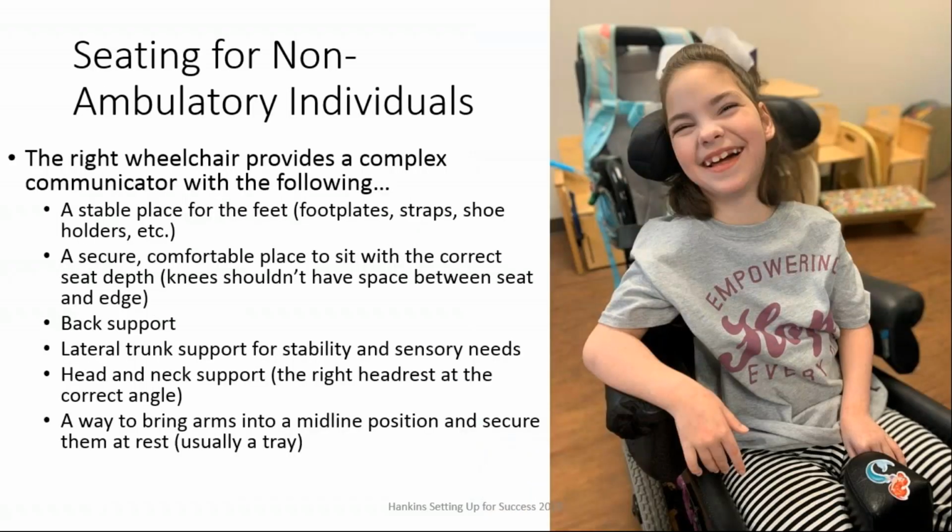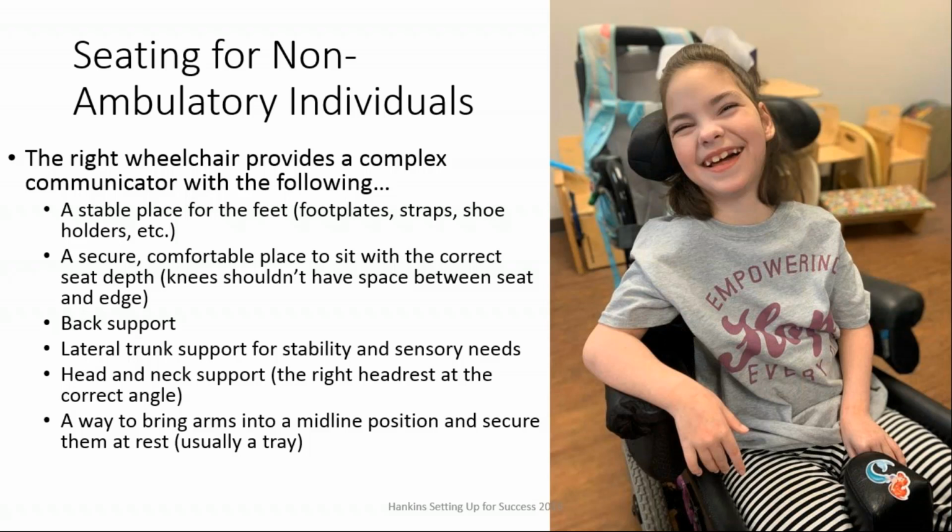So here we're going to talk about seating for non-ambulatory individuals. The right wheelchair provides a complex communicator with all the same things that we talked about before. You need a stable place for their feet with foot plates or straps or shoe holders. You need a secure, comfortable place to sit with the right seat depth. So your knees shouldn't have space between the seat and the edge. One thing that physical therapists have taught me is, when I start seeing that, I need to start asking them, hey, it's time to expand that seat, to make sure that we support them.